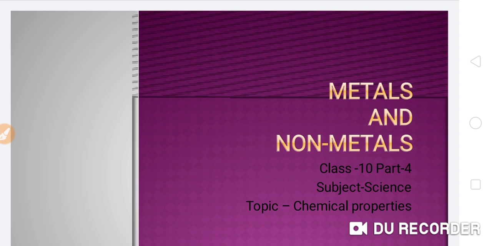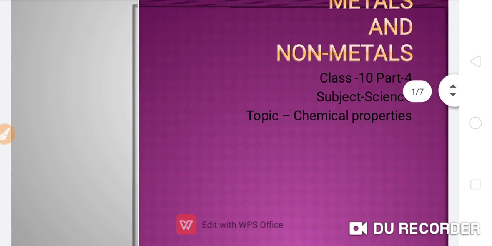Class 10th subject science. And students, in science we will discuss chemistry only. So today in this video we are going to discuss the fourth part of the chapter Metals and Non-metals. And in this video we are going to discuss the chemical properties of metals. So let's start, students. What are the chemical properties of the metals?